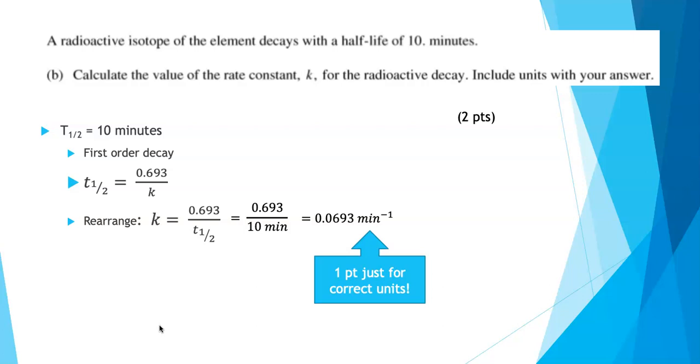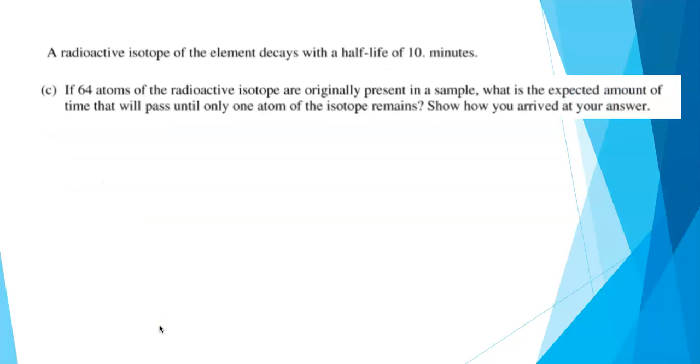All right, and then there's one more part to this question. If 64 atoms of the radioactive isotope are originally present in a sample, how much time will pass until you only have one atom of that radioactive isotope? Show how you arrived at your answer. So you are expected to show some math work to support your answer. It was scored out of 1 point, and if you know how radioactive decay works, it's actually pretty easy.